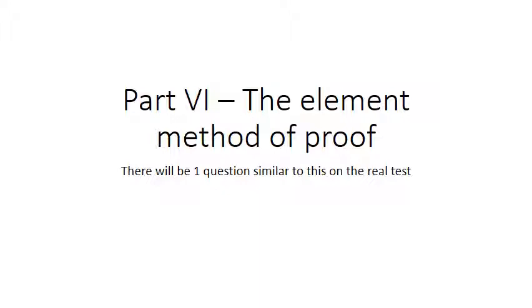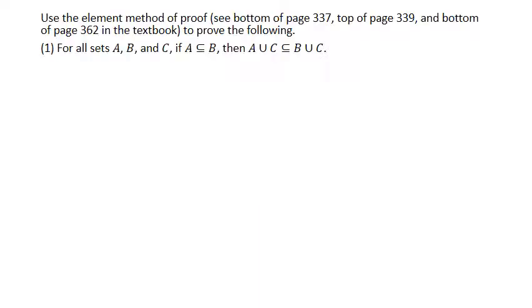Okay, so part 6, the element method of proof. So there will be one question similar to this on the real test. Okay, so for this problem, we have to do the element method of proof, and I'm going to remind you of what that is if you don't remember. It's also in those places in the textbook that I mentioned. So we're going to prove that for all sets A, B, and C, if A is a subset of B, then A union C is a subset of B union C.